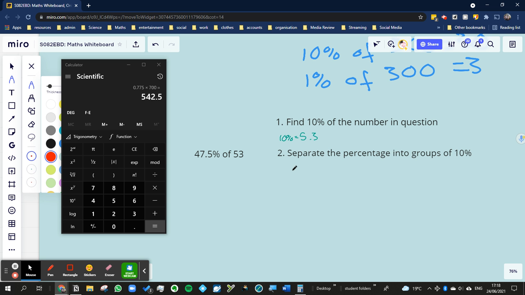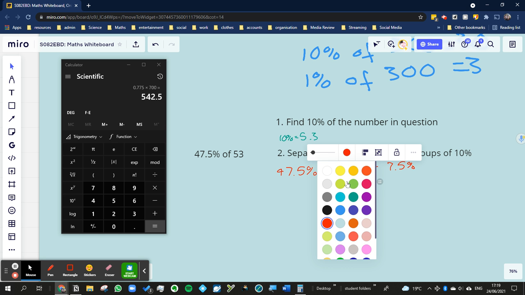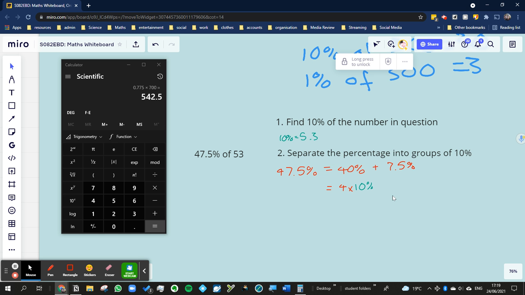I take the 47% and I chop it up into different lots of 10%. So 47.5%. First of all, I'm going to chop it into the 40% because I can see that that's going to be 4 times 10%, and I'm going to add the remainder, which is 7.5%. And then I'm going to say, well, 40% is just 4 times 10%. So now I've got my 10%. And then I'm going to add the 7.5%.